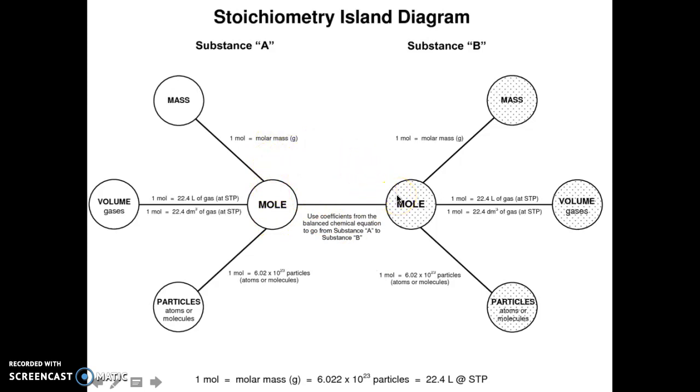Okay? For example, in a recipe, you could go from bread to sandwiches. How many pieces of bread does it take to make how many sandwiches? In this case, we're saying how much of substance A does it take to make how much of substance B? And where we get that information is the coefficients from our balanced chemical equation.